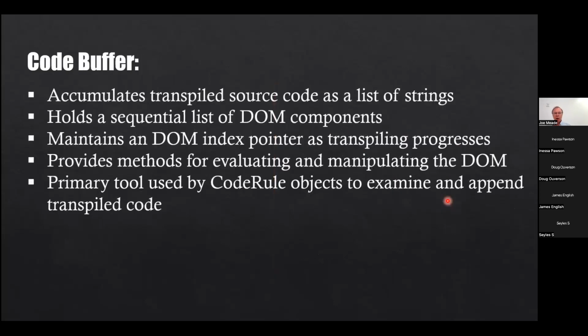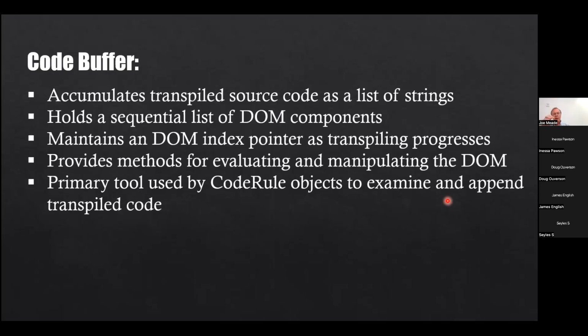The next major element is a code buffer, and that's where all the magic really happens. Code buffer accumulates transpiled source code. So as the transpiler is moving along, going down that DOM, it looks for rules, and then it hands a code buffer to the rule, and the rule then applies itself based upon what the code buffer says. So the code buffer has a pointer to where the transpiling is at any given time. The rule then looks at that pointer.